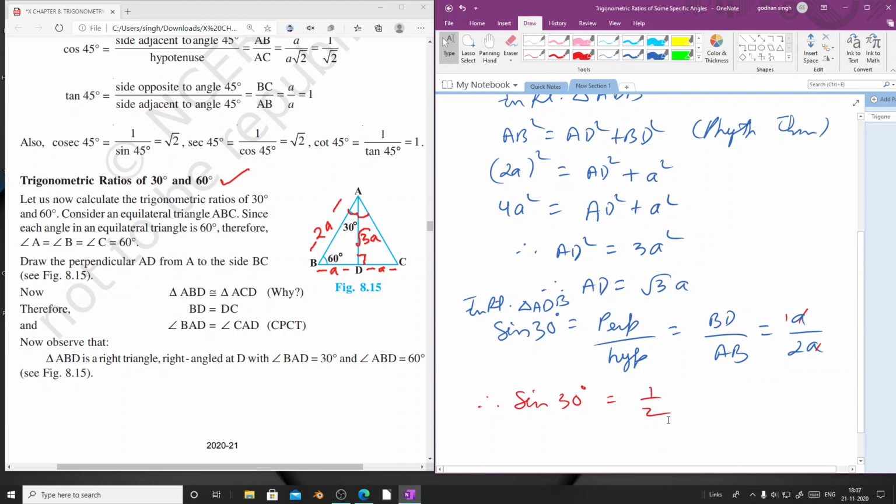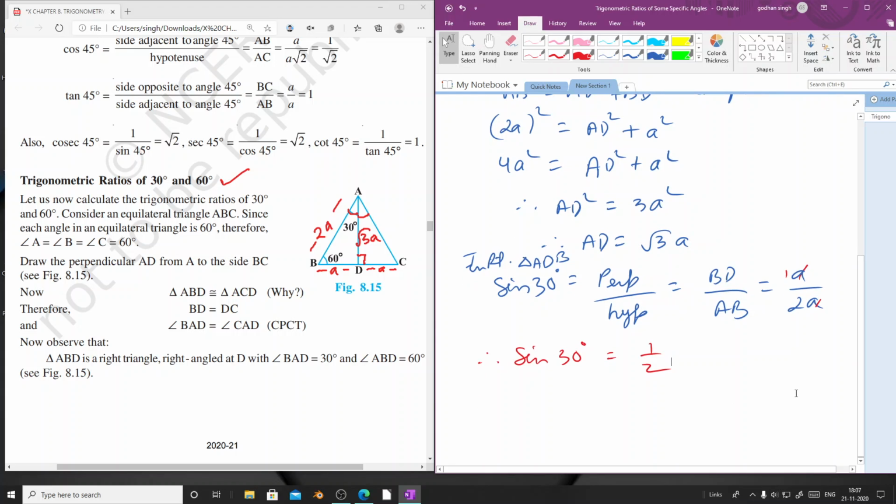Now similarly, we can obtain the value of cos 30 degree. So what will be cos 30 degree? Again, we know how cos is defined. Cos is defined as base over hypotenuse. So we are not changing the triangle. We can work in triangle ADC also, but we are working right now in triangle ADB. So cos 30 degree is equal to base. So what is base? This is our angle 30 degree, that is angle BAD. Other than the hypotenuse, the other side will be considered as base. So AD will be our base. So AD over hypotenuse. What is the hypotenuse? AB. So cos 30 degree equals AD over AB.